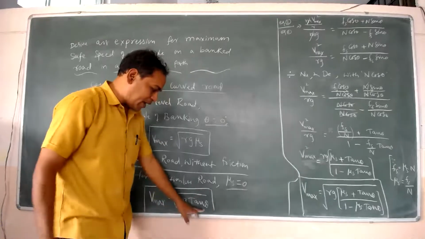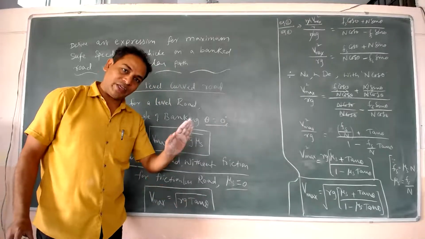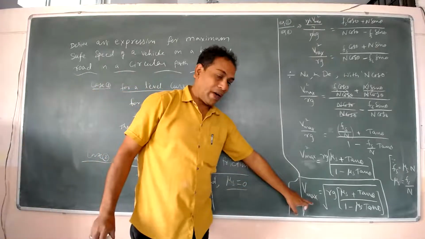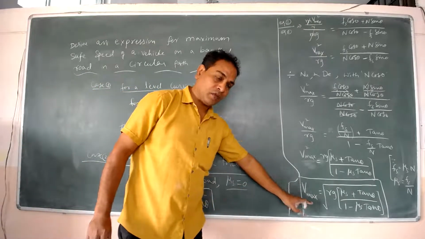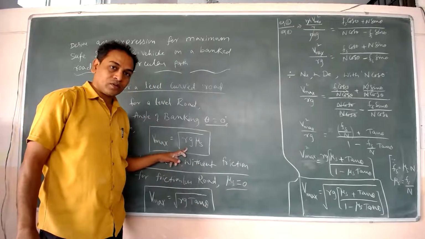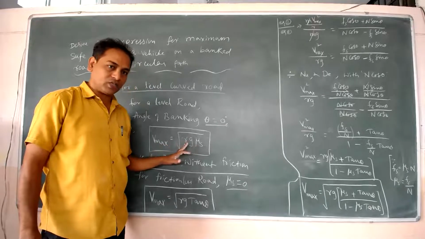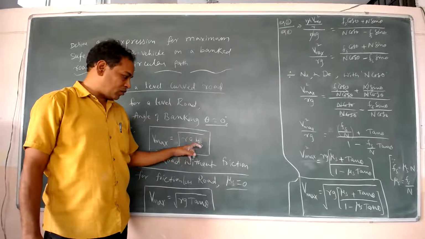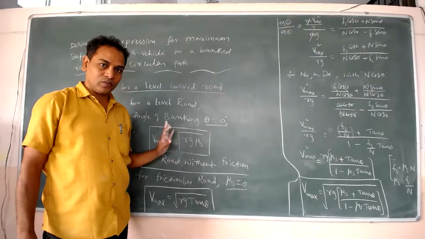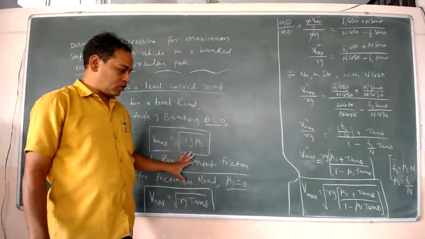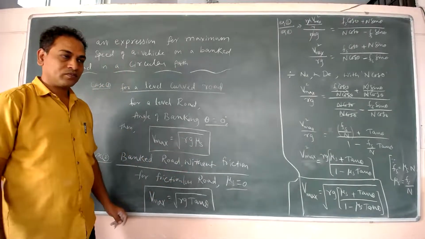So this is a banked road, where some angle is there, but frictionless. This is banking of the road with friction. This is banking of the road without friction. This is a level road with friction. In this case, suppose no friction is involved either, then the velocity should be 0. So these are the two cases, which are very important for this.